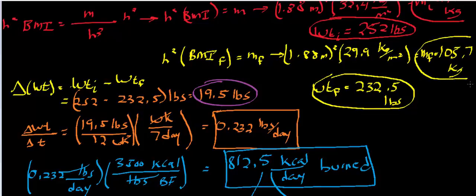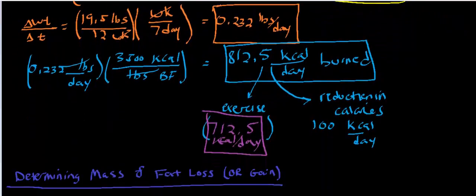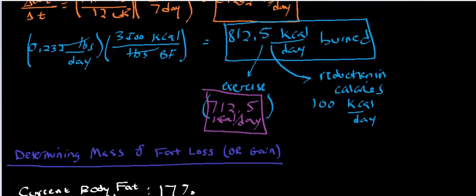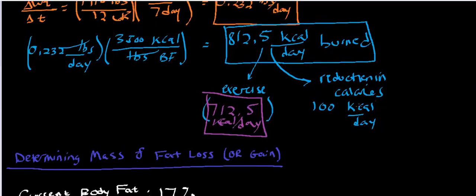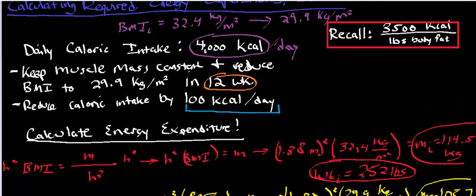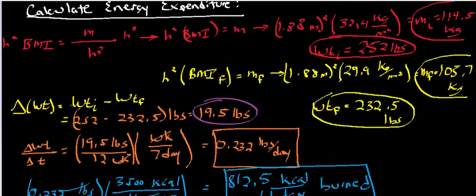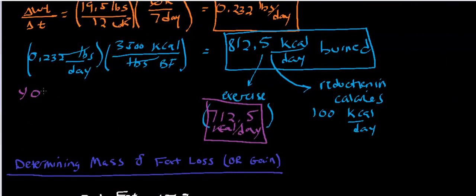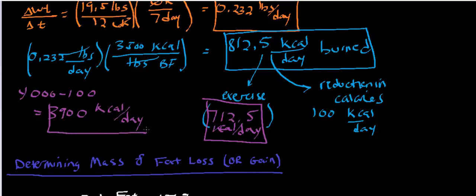Okay. How many calories is this person on average having to eat every day? Well, if they're reducing their caloric intake by 100 kcals, then you would take this 4,000, right? They're eating 4,000 on average, minus that 100, so we can simplify this and say this person has to eat on average 3,900 kcals per day, and that's their caloric intake per day. Ultimately, they're going to have to burn 712.5 kcals per day.